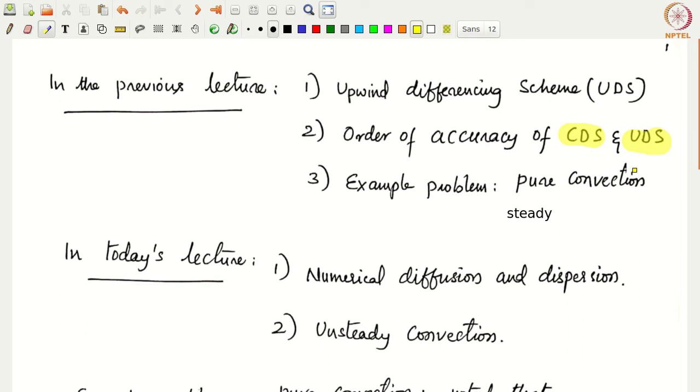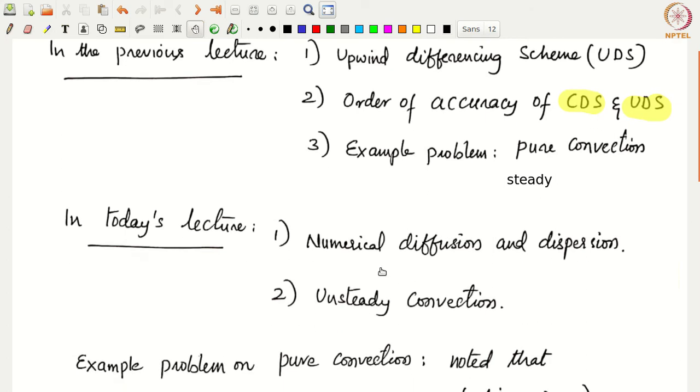So in today's lecture, to continue from where we left off, we're going to look at numerical diffusion and dispersion. That is basically this artificial diffusion and dispersion that are obtained because of UDS and CDS. Okay, so we're going to analyze this from a numerical perspective. Can we explain this behavior from the equations that we are solving? That is what we're going to analyze today.